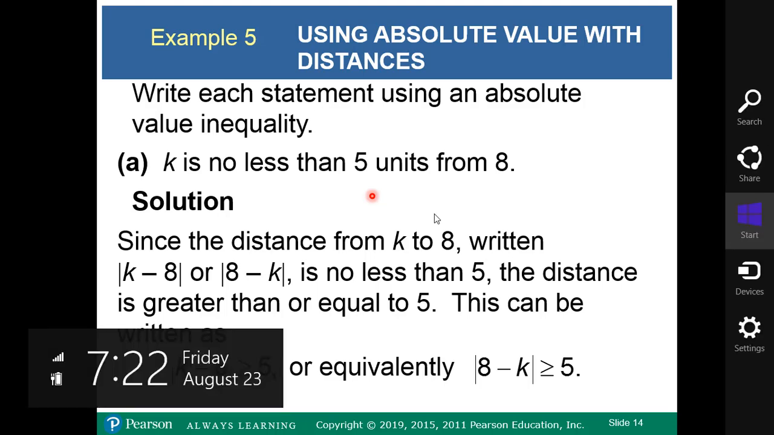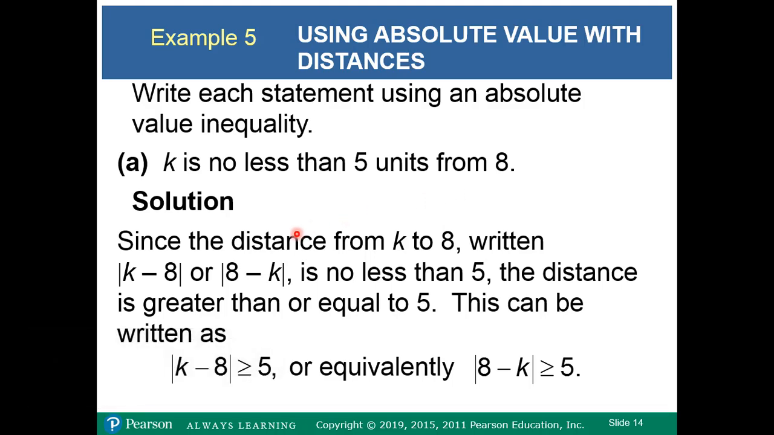Okay, so now since the distance from k to 8, right? So since the distance from k to 8 is written with the absolute value sign, or we could do this, right? So k minus 8 or 8 minus k is no less than 5, that means greater than or equal to, the distance is greater than or equal to 5. So this can be written as this. So we're saying the absolute value of k minus 8 is greater than or equal to 5, or we could write the absolute value of, excuse me, 8 minus k.